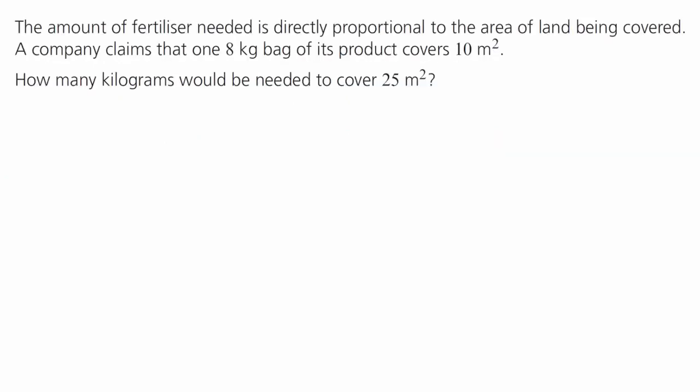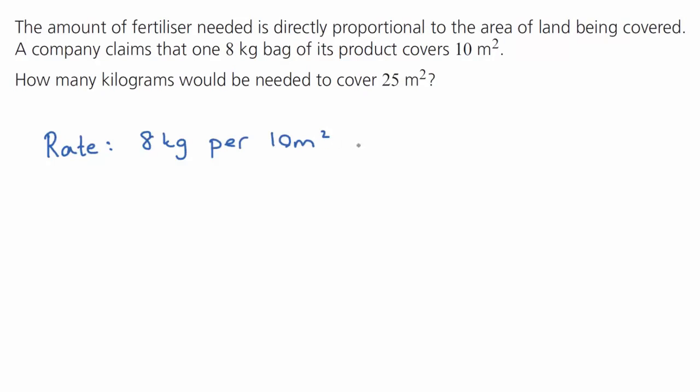In this example, we're going to use direct proportion. The amount of fertilizer needed is directly proportional to the area of land being covered. A company claims that one 8 kilogram bag of its product will cover 10 meters squared. We want to know how many kilograms would be needed to cover 25 meters squared. So let's start by writing the rate. 8 kilograms per 10 meters squared.